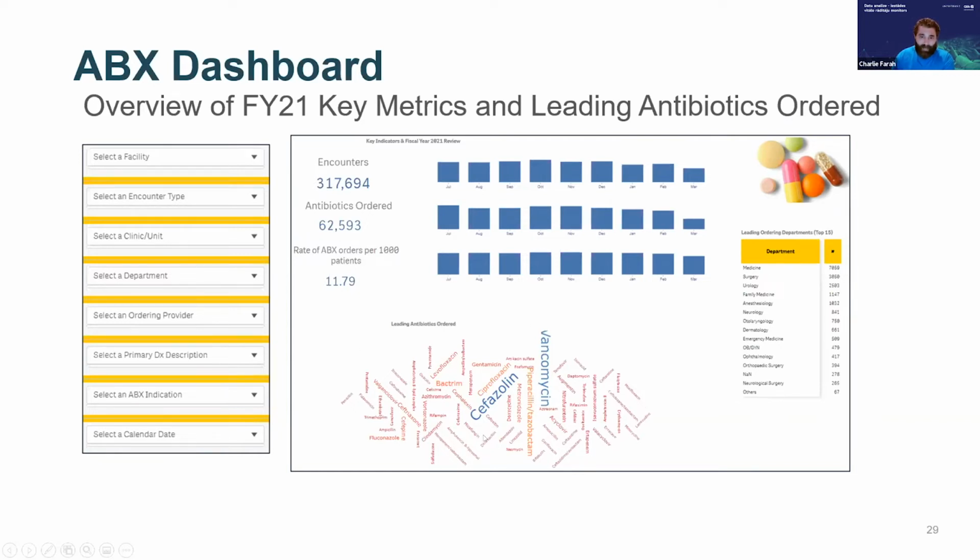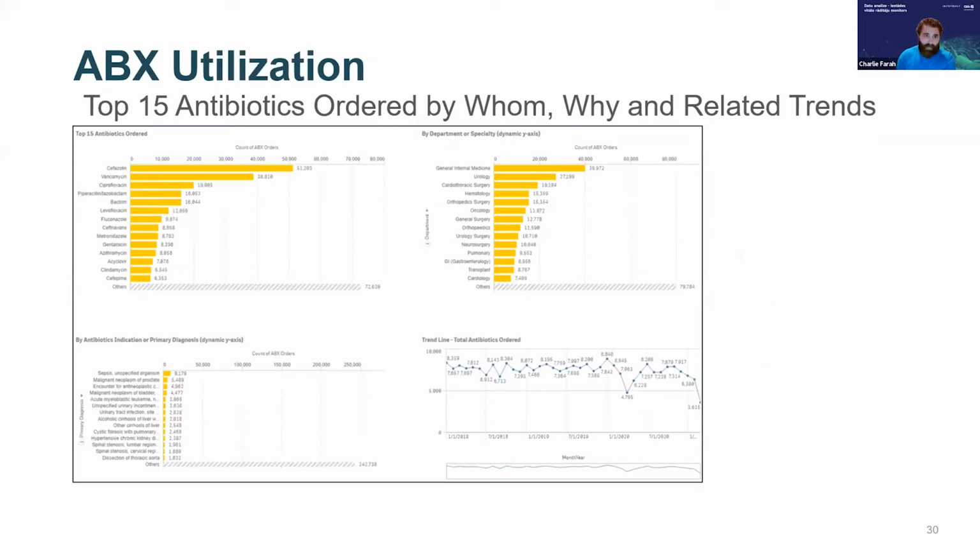And this word cloud here is just an easy way to understand which antibiotic is coming up more often than not as being prescribed, and it might give you some new insights around that practice as well. The utilization, as I've mentioned: top 5 antibiotics ordered, by whom, why, and related trends. So you can look at the primary indication around why they were ordered.